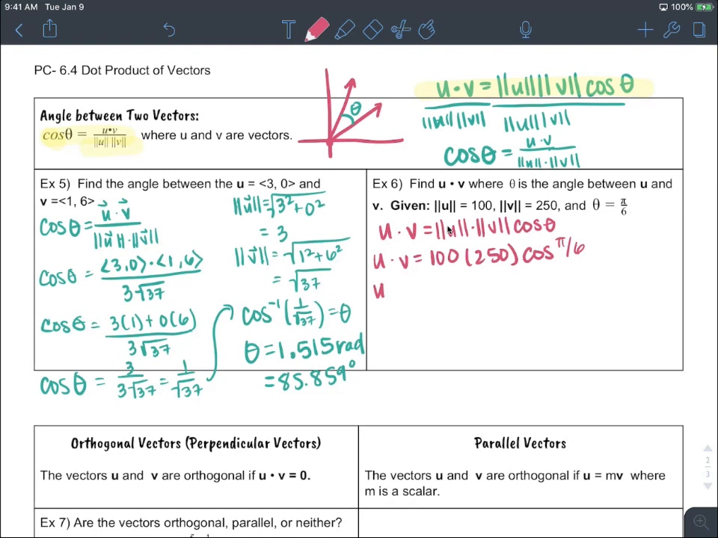I know from trig, all y'all's favorite subject, that this would be 100 times 250 times root 3 over 2, which simplifies down to, well, the 2 and the 100 cancel to give me 50. So 12,500 times the square root of 3. That would be our dot product.